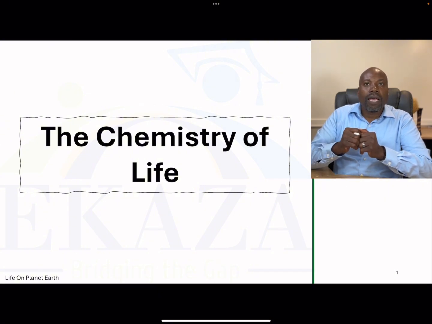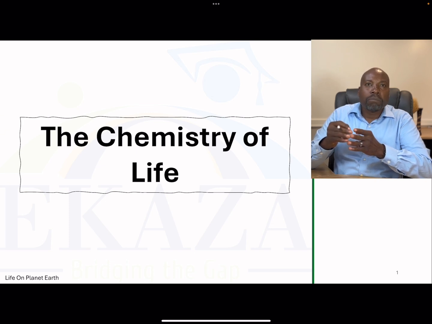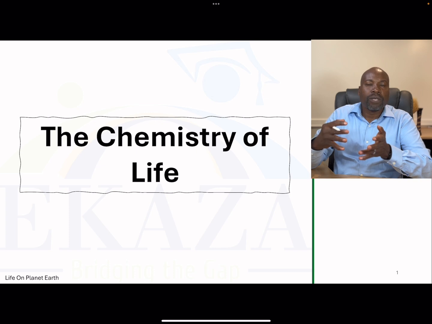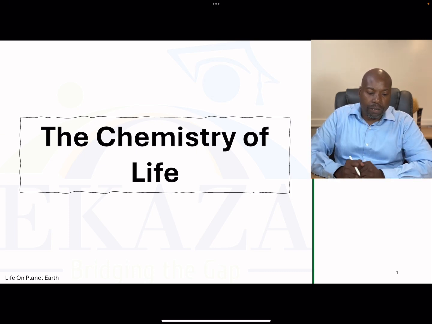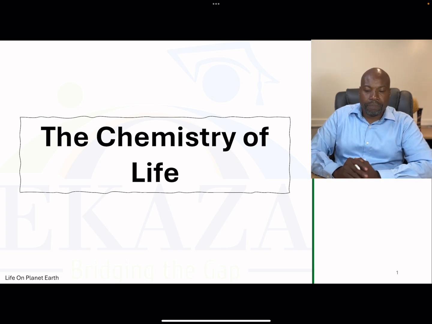Now, having said this, what are the different elements that make up living organisms? How do they come together to form complex structures? So this is going to be the topic for this chapter. We're going to address the chemistry of life.